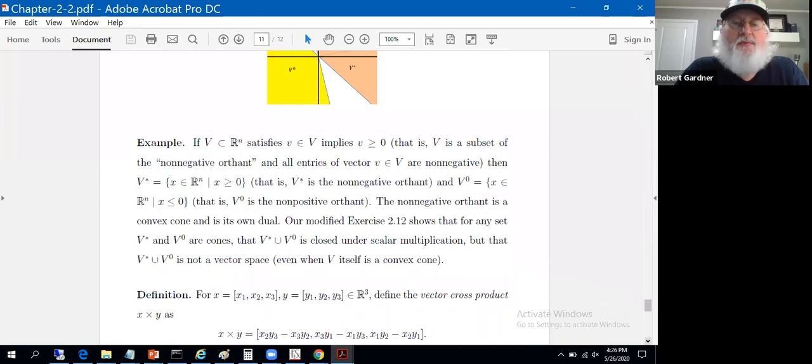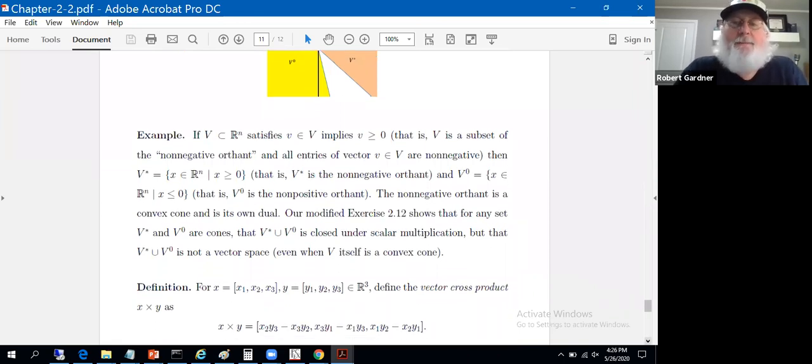If we looked at higher dimensions, I can have self-dual sets. If V is a subset of Rn, and it's all vectors greater than or equal to 0, that means all its components are greater than or equal to 0. In 2 dimensions, it'd be the first quadrant.